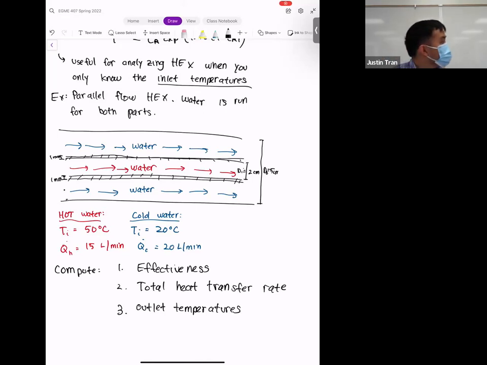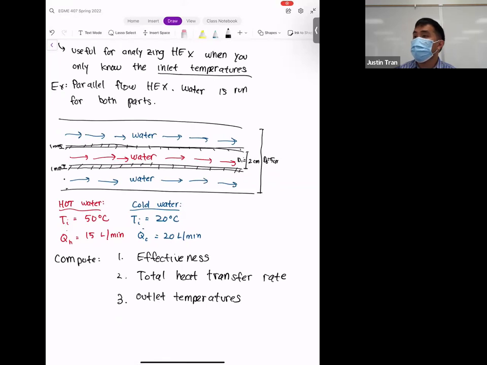Okay. And so here we have a heat exchanger problem, but we're going to have to take a different approach than what we did before because we only know the inlet temperatures. Okay? And so to compute things like the heat transfer rates or the outlet temperatures, we're going to need to compute the effectiveness first. Okay. And so this example is kind of nice because it lays out the process for you in order for you to do that. Okay. Any questions on the setup for this example? Okay. All right. So let's go ahead and get started.